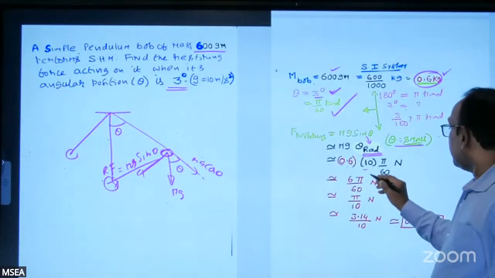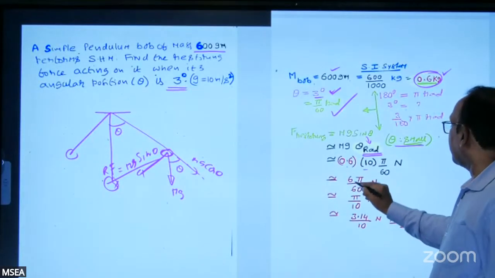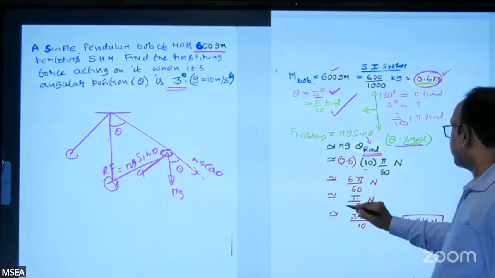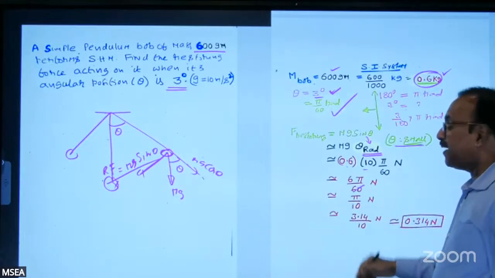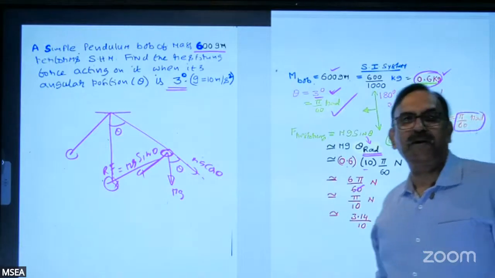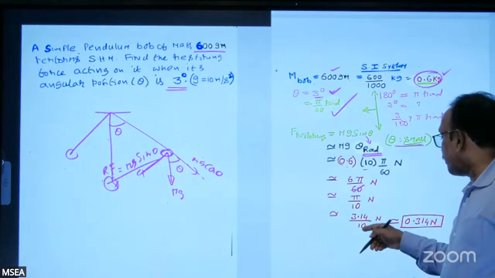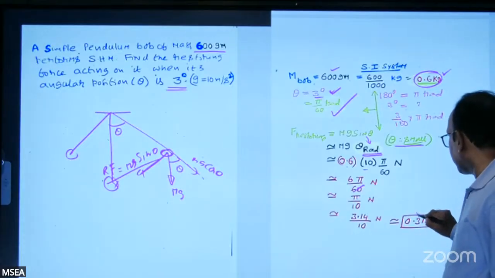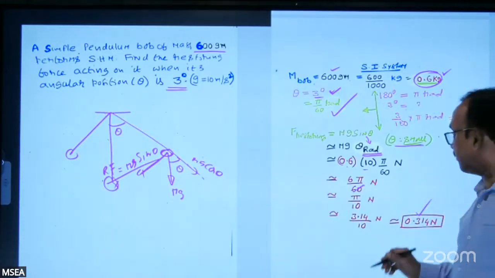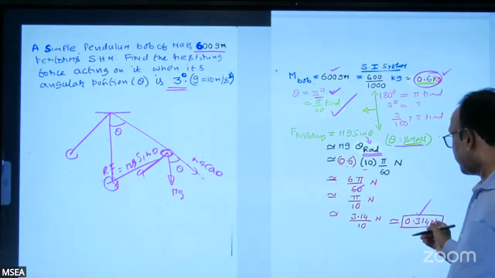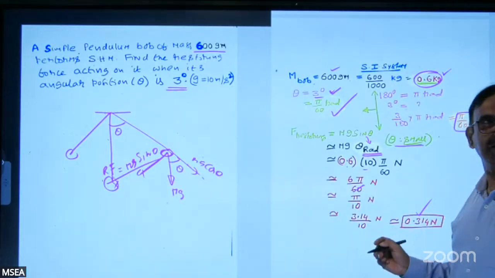You know that 0.6 into 10 is 6, times pi divided by 60. This is 10 times the pi by 10. You know the value of pi is 22 by 7, 3.14. So 3.14 divided by 10. So here the answer comes out to be 0.314 Newton. So this will be the answer for the question, 0.314 Newton.